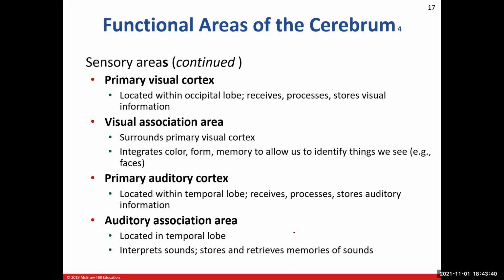Speaking of which, let's talk about some of the other sensory areas here. Our primary visual cortex is going to be found in the occipital lobe. When you're seeing things with your eyes, it's going to receive that visual information and store it in the visual cortex. We have an association area here, and this association area is going to store a lot of those memories, and so therefore it will help us to identify things.